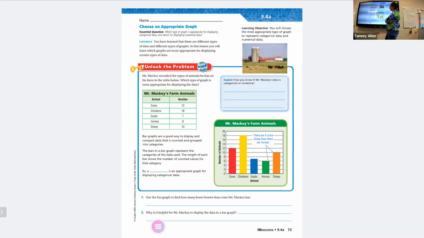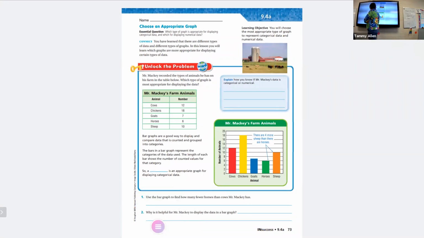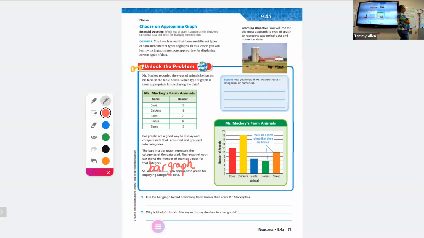So when it's categorical, bar graphs are a good way to display that because we're comparing how many animals are in each type of category, right? Each of these are categories. We have different types of animals. How many are in each type of animal? So a bar graph would be the appropriate graph for displaying categorical data.